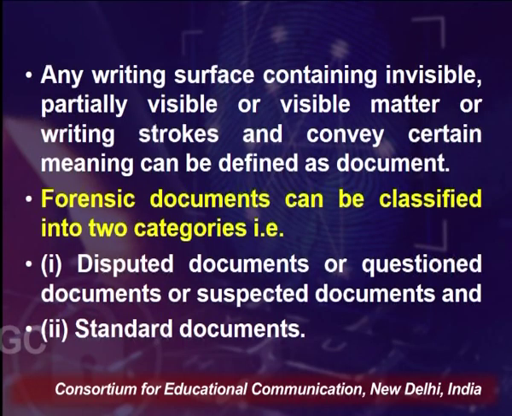Any writing surface containing invisible, partially visible or visible matter or writing strokes, and conveying certain meaning, can be defined as a document. So at any crime scene, whether it is a table, a mirror, a piece of paper, a tissue paper, or a door, whatever evidence you find on which any handwriting mark is present, you can say that it is a piece of document which is under question.